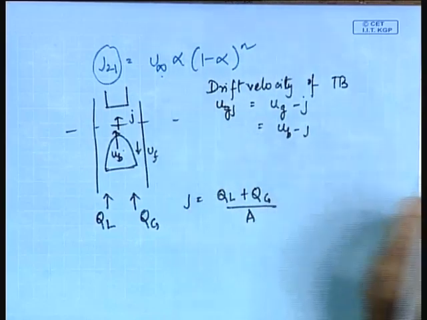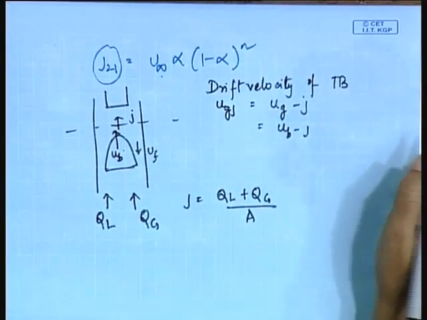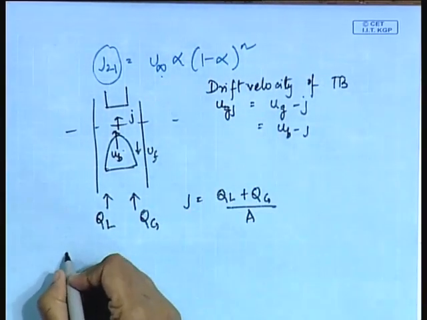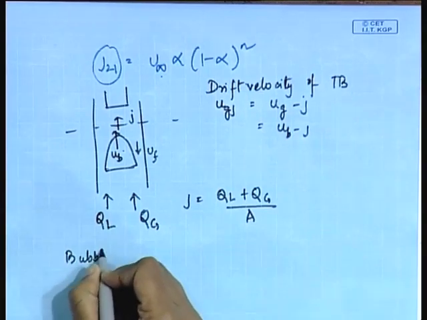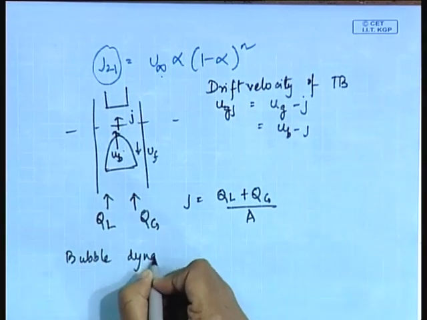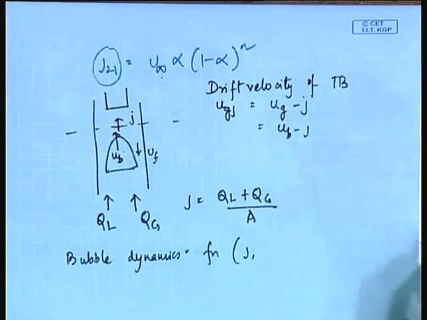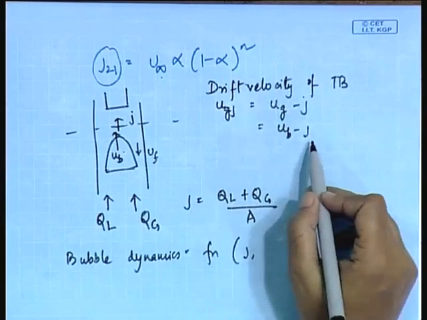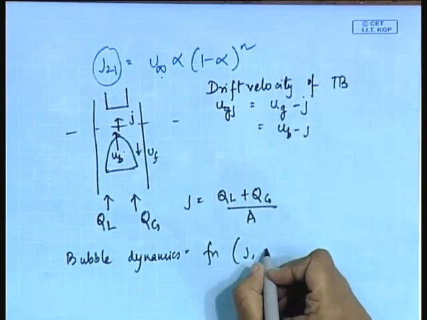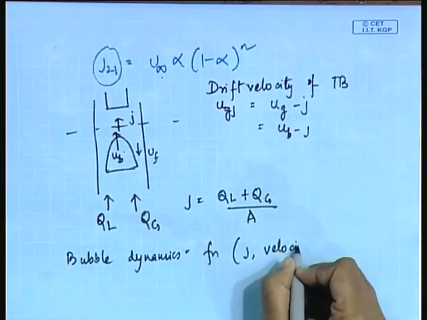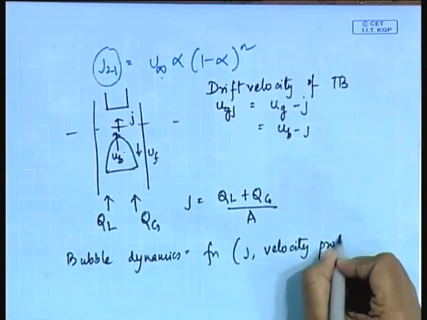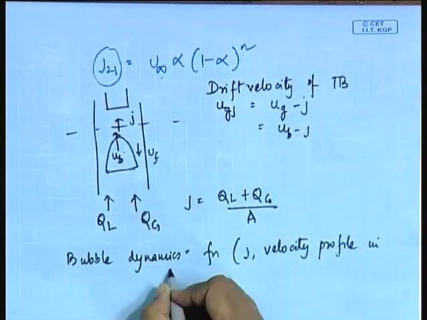Okay, so, from this particular expression, what do we get? We find that bubble dynamics, which is governed by UGJ, is a function of what parameters? It is a function of J, the volumetric flux, it depends upon J, isn't it? If it depends upon J, it should also depend on the velocity profile in the liquid slug, yes or no?